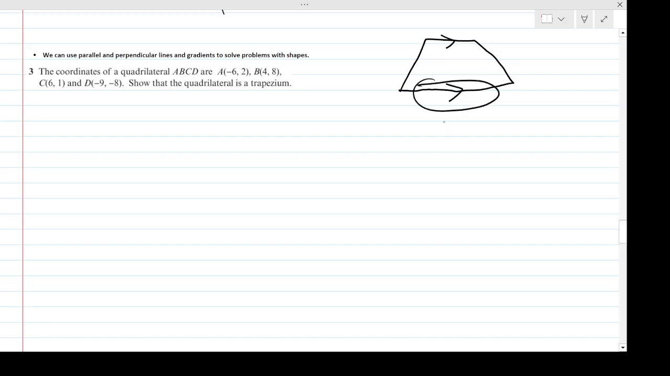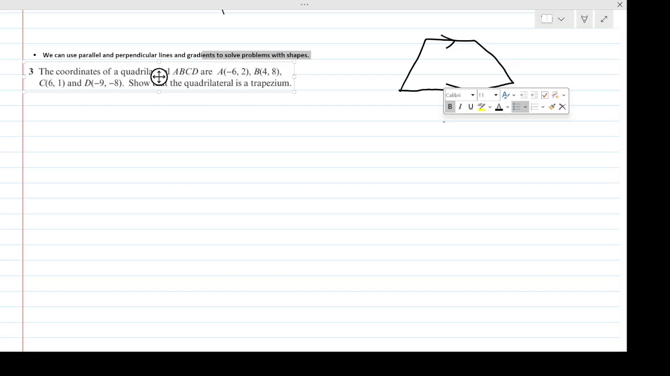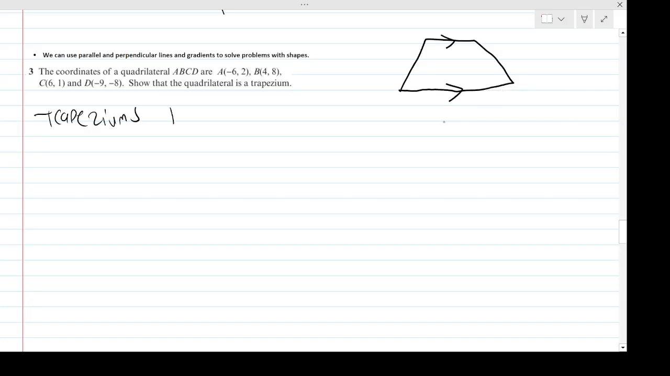So if we can formulate the 4 sides A, B, C, D of this quadrilateral, then we can find the lines or the gradients, and use that to determine that 2 lines of that shape are parallel to each other, which will then prove it's a trapezium. Okay, so I'm going to start off by saying trapeziums in general have one pair of parallel sides. Okay, that's the key defining property.